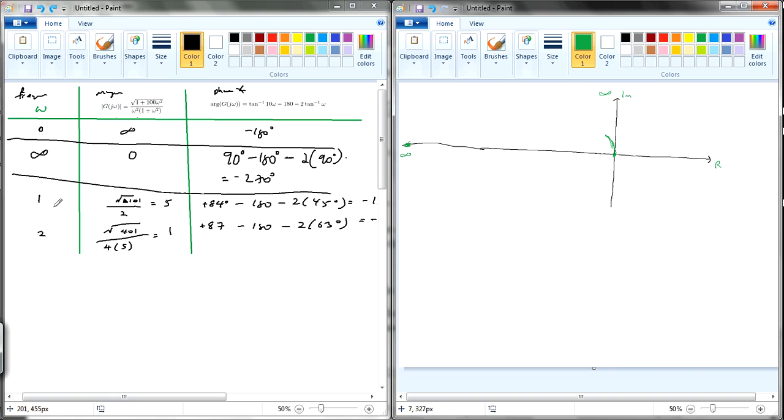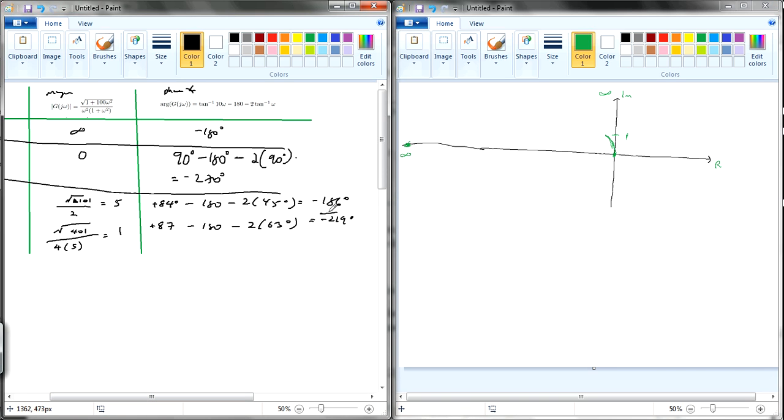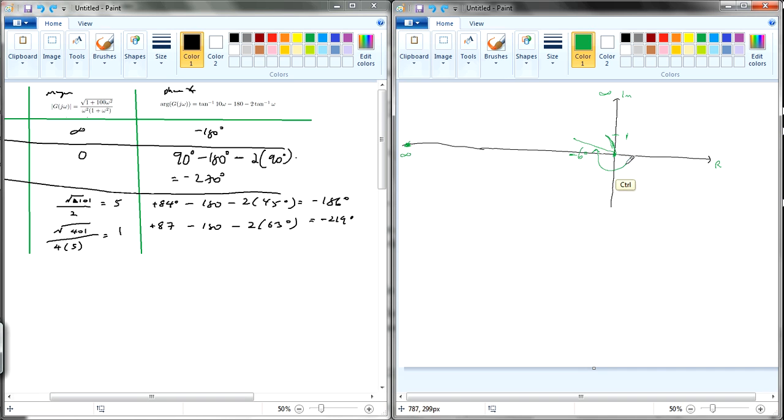So if it's at 1, I actually plot it at 1. If frequency is about 1, your magnitude is about 5, but the angle is minus 186 degrees, right? So minus 186 degrees is about at this angle over here. This is about 6 degrees past minus 180 degrees, right? So it's about 5. So this is when your omega is equal to 1.